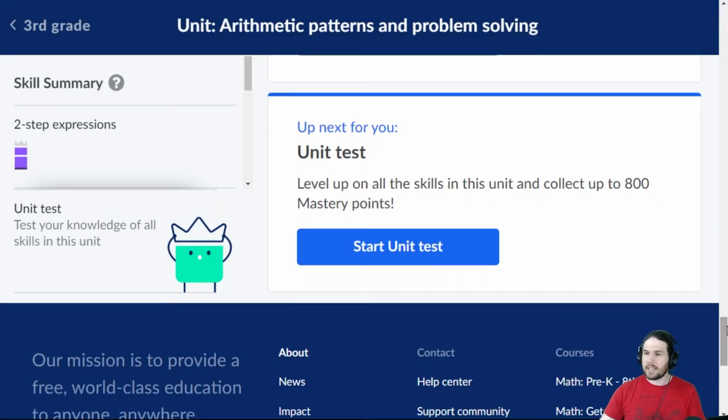Okay, up next, we have the unit test for arithmetic patterns and problem solving. Now, if this is your first time to my stream, the way I do unit tests is a little bit different from any of my other lessons. I'm not going to be doing a lot of explaining. I am going to present the problem. I will pause for a few seconds. I will give my answer. I will be right or wrong, and we will move on to the next problem.